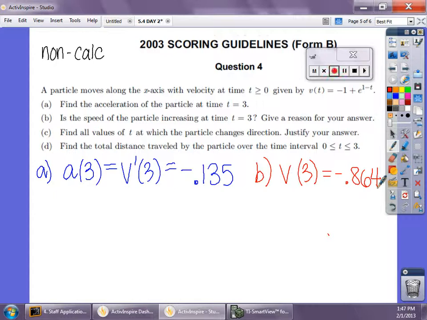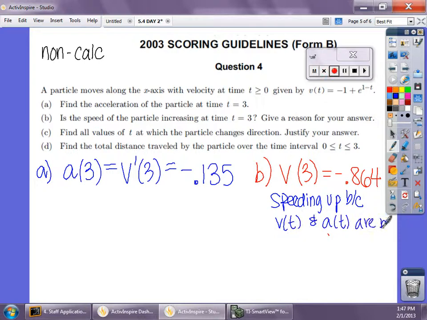Now, the function is therefore speeding up because v of t and a of t are both negative. They're the same sign, then we speed up. If they're opposite signs, then we slow down. Part C, find all the values for t at which the function changes direction.